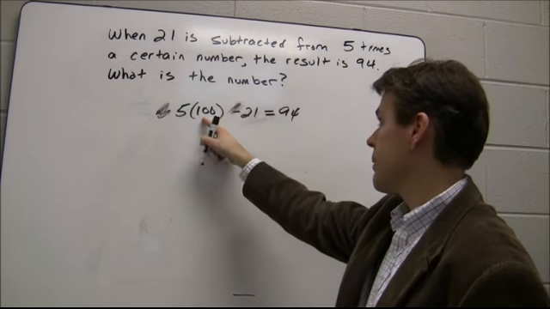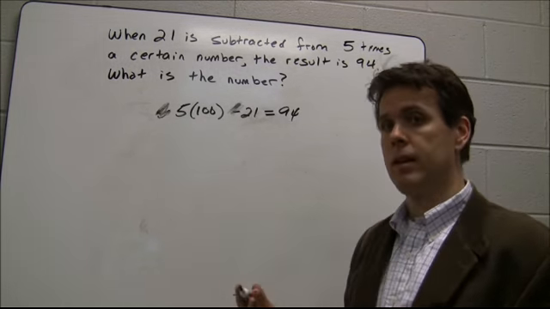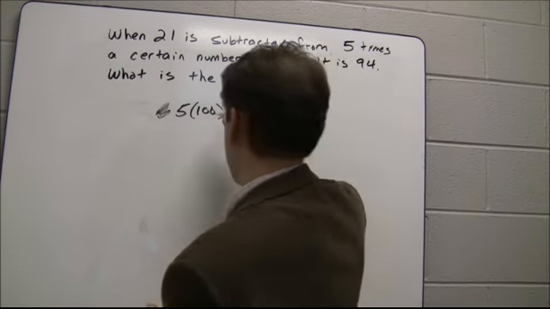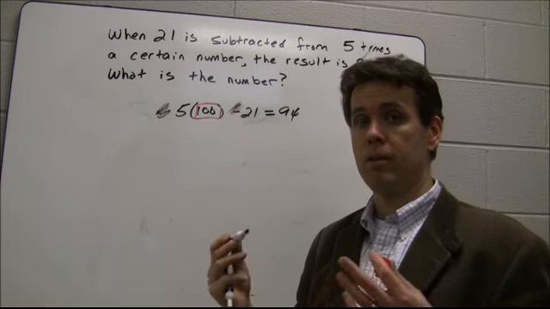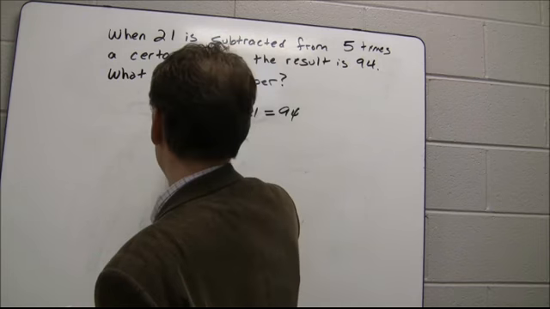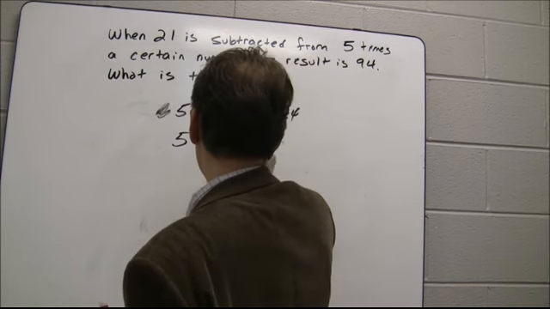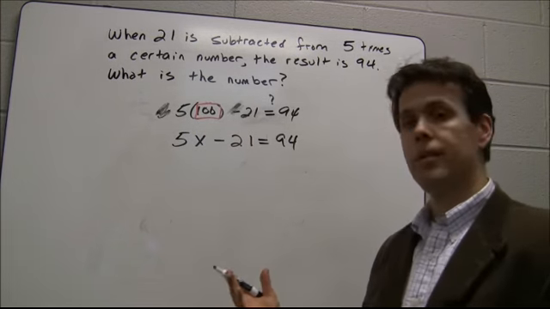Now I could keep picking numbers until I found one that worked, but we want to develop a strategy for coming up with an equation for these, right? So with the number we just made up, we introduce our variable. x is as good as another one in this case, so we'll say 5x minus 21 is 94. And now we solve for x.